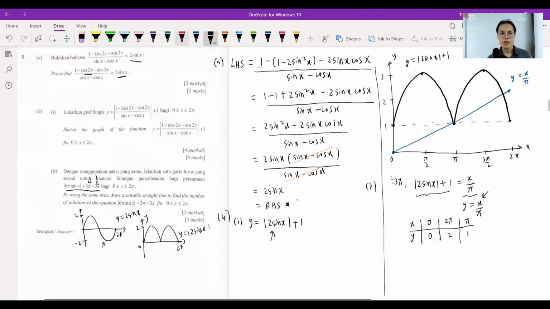So based on the graph, we're supposed to find the number of solutions. The number of solutions is the number of intersections between these two graphs, because these two graphs meet at this point. They share the same x value and the same y value. So they meet here and here, right? So you don't actually have to circle it out. So the number of solutions is just 2. All right.